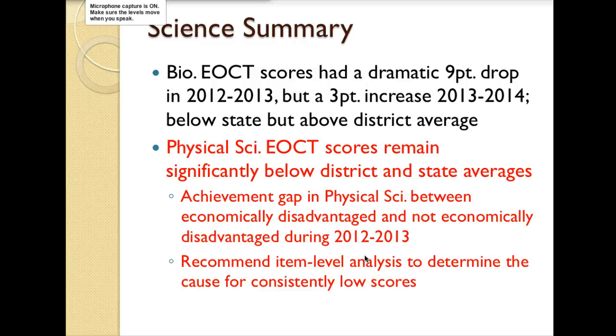So science summary, bio EOCT scores had this dramatic drop in 2012, but we've gone back up. We are above the district average, but still below the state average. But physical science is certainly an area of concern for us. We've got this achievement gap in our economically disadvantaged and not economically disadvantaged students. I think I would recommend an item level analysis for these scores. We really need to determine what's the cause for these consistently low scores. Are there certain strands or domains of physical science studies that our students just aren't getting?